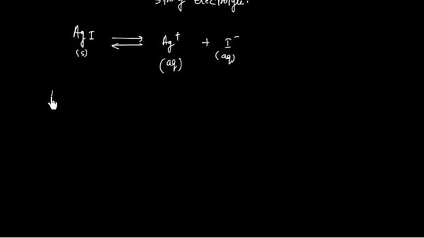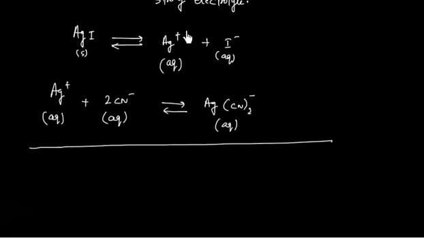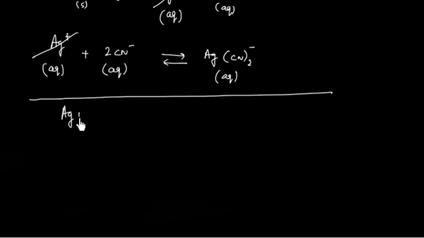That is, Ag+ can combine with 2CN- and it will form a complex. In that case, Ag+ gets utilized and the reaction will proceed in the forward direction. So if I add these two reactions, the Ag+ used is the same as the Ag+ produced, so we can write AgI plus 2CN-.